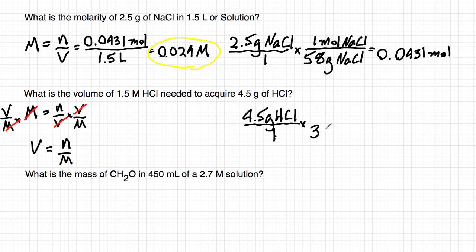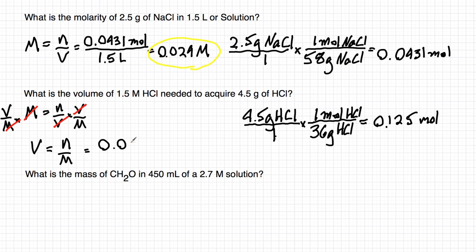And for every 36 grams of HCl, I'm going to get 1 mole of HCl. And again, the 36 is the molar mass of hydrochloric acid, HCl. And my calculator tells me the answer to that is 0.125 moles. Okay, so that's what I put in my moles for n.